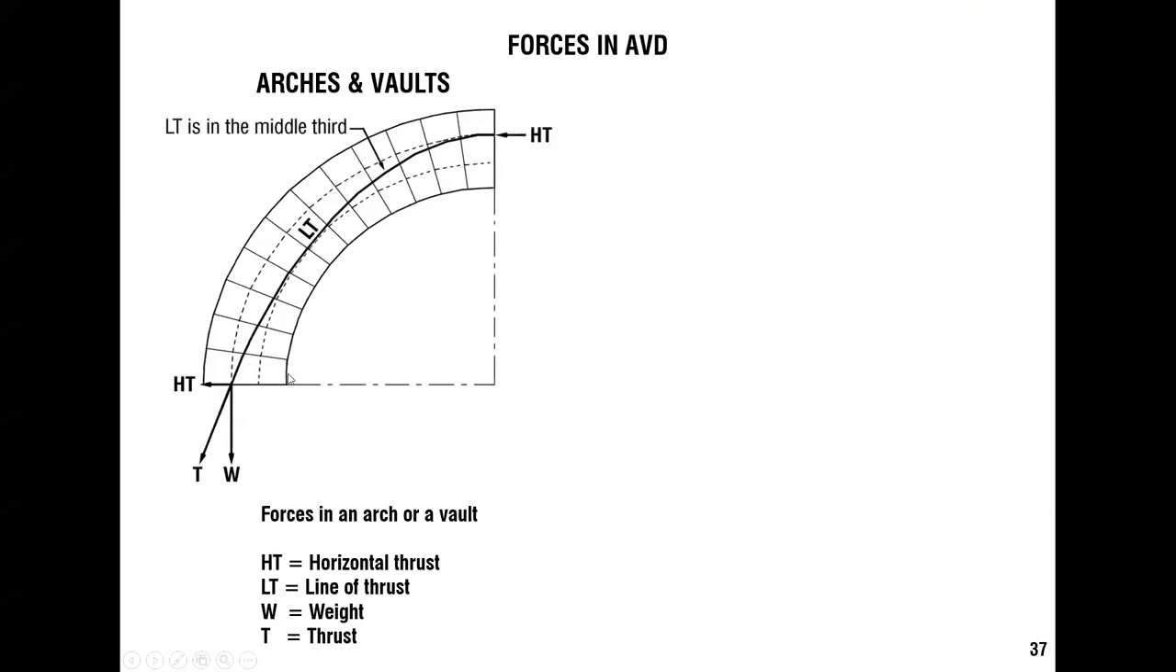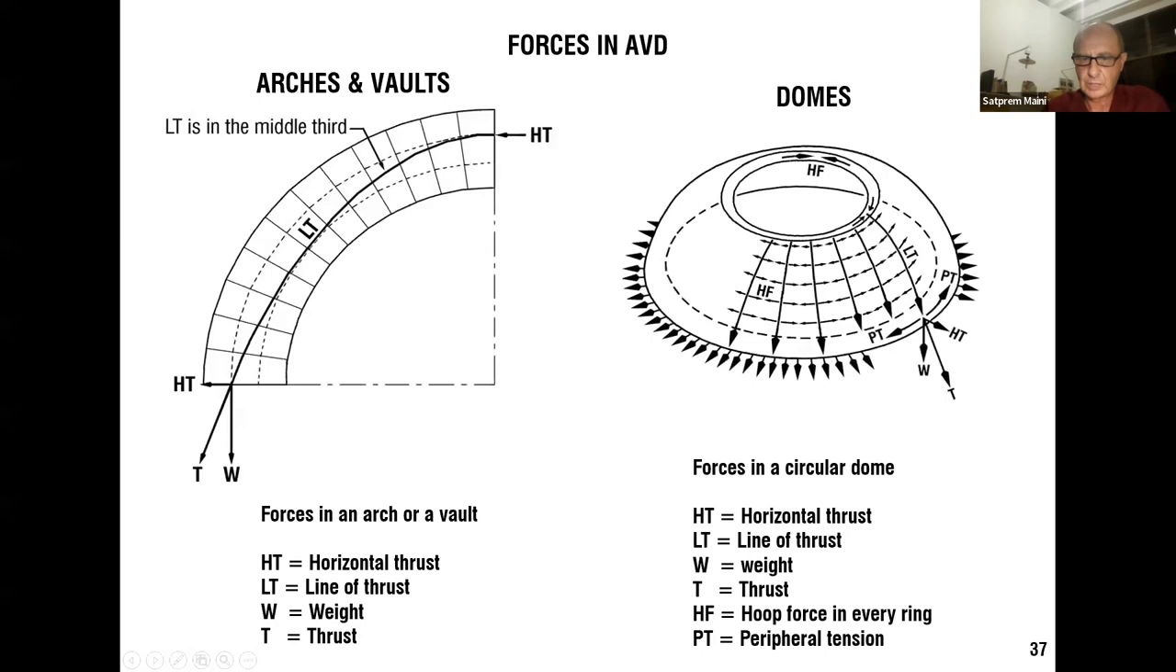Then domes, they have the same principle. You have HT, or the thrust, line of thrust, weight, thrust, but you have two other forces inside, HF, which is a hoop force in every ring. That means at every level here, you have a force, which is like a concentric force pushing on each other. And then the peripheral tension, which is the maximum force on the bottom.